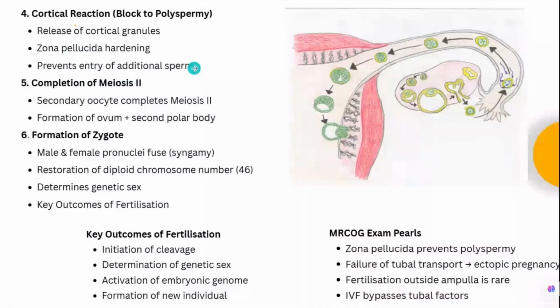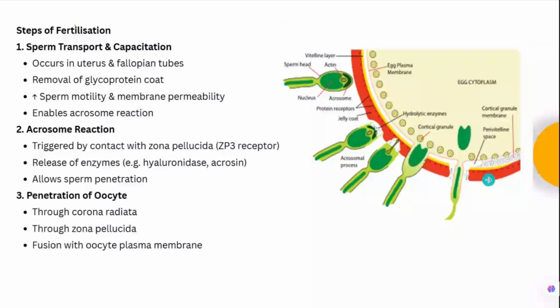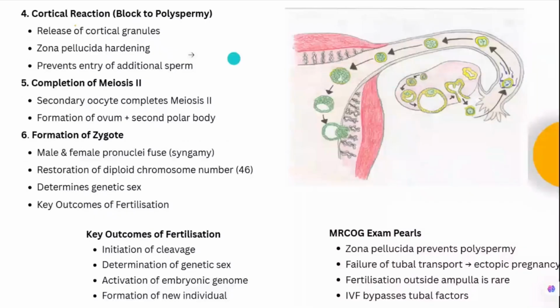So what is the function of this cortical reaction? It makes the zona pellucida very hard. So once one sperm has entered the oocyte, there will be no further penetration. This cortical reaction is also asked in the examination.